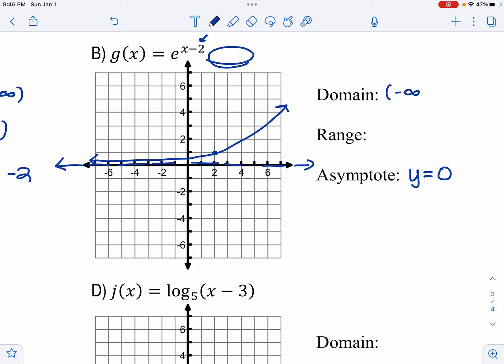So my domain, all real numbers. My range, 0 to infinity. Okay.